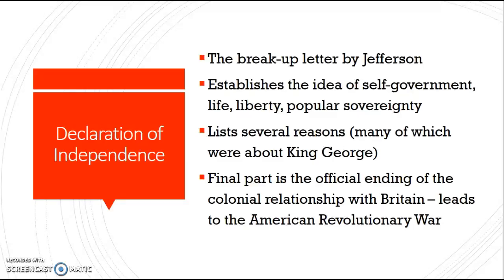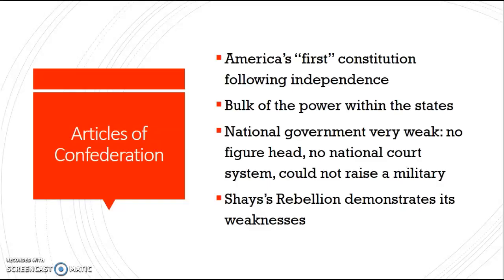Again, it's very important to keep in mind that there are many other events that led to the Revolutionary War, but this was sort of the symbolic gesture, if you will, that creates the immediate catalyst to war. And then, of course, after the American Revolutionary War, we have the Articles of Confederation, which arguably is America's first constitution, where we see the bulk of power going to the states. Remember, the national government does not have much power at all.